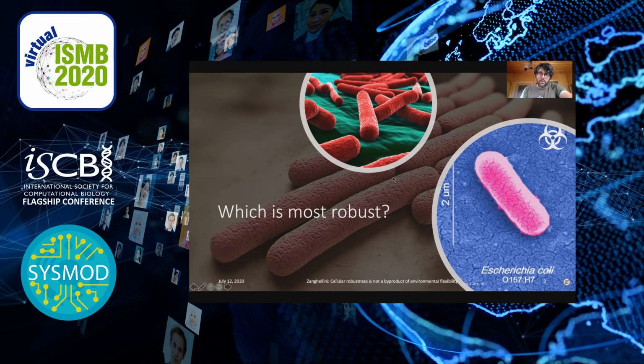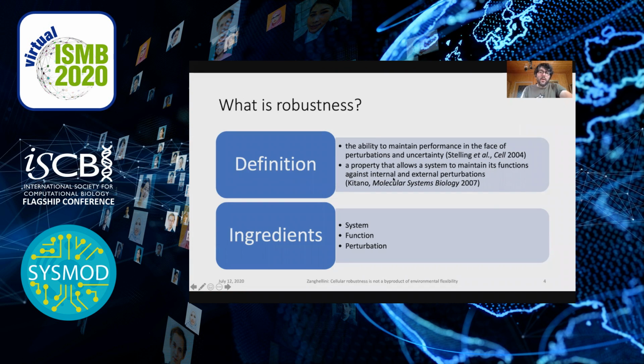When we talk about robustness, we essentially first need to know what robustness actually is. I've pulled out two definitions from the literature, and they define robustness as the ability to maintain performance in the face of perturbations and uncertainty. The cellular definition is that robustness is a property that allows a system to maintain its function against internal and external perturbations. So basically, when we are talking about robustness, we need to have three ingredients.